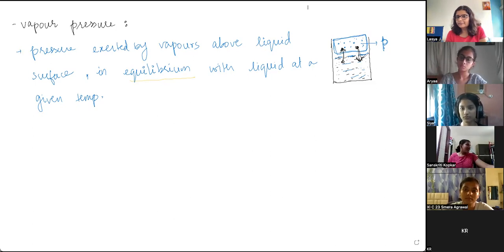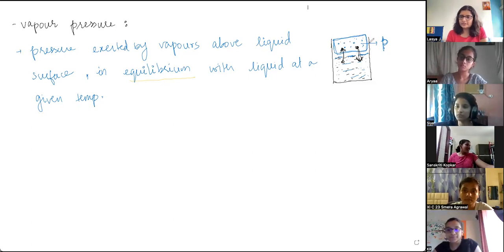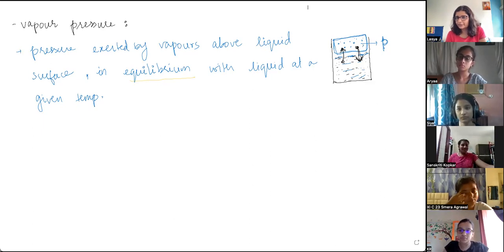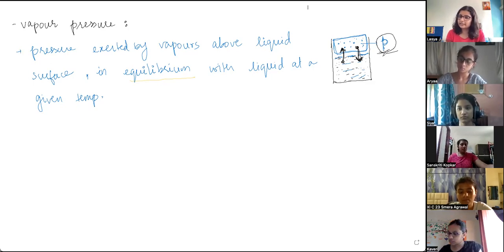it will condense. There are a lot of water molecules, they hit each other, and then one of them loses energy and comes back. So when the rate of evaporation is equal to the rate of condensation, when both these processes hit an equilibrium, such that this pressure remains constant for those conditions at that particular temperature, that is the pressure that we consider as vapor pressure.